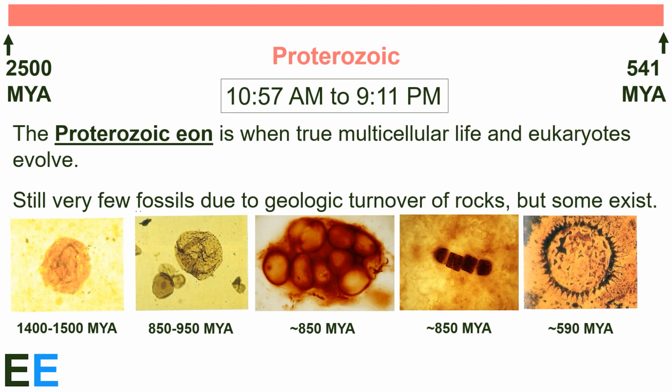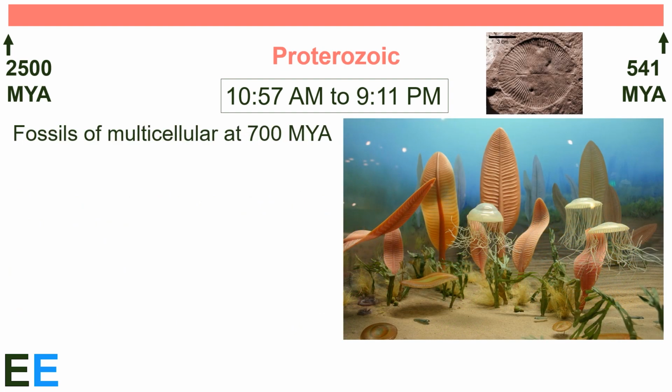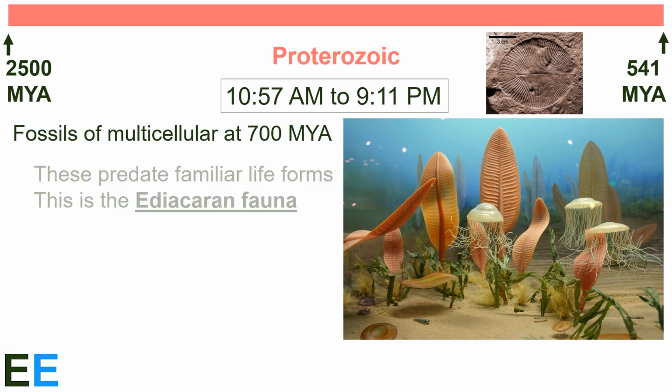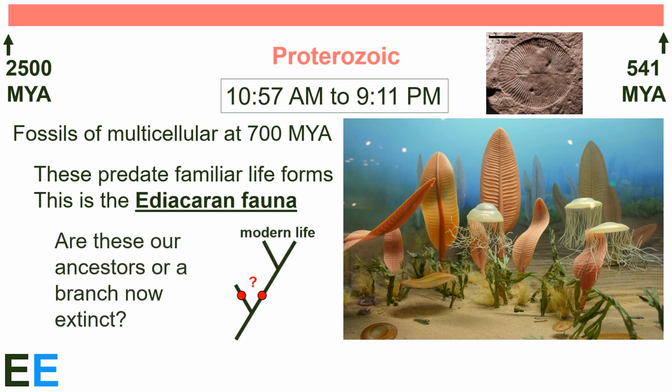In just another 150 million years, we start to see fossils that resemble true multicellular organisms. We see fossils of true multicellular life starting around 700 million years ago. These organisms are really weird looking and predate familiar forms of life. They're called the Ediacaran fauna, and they took a wide range of shapes and forms. Sometimes we can't even tell if they're a plant or an animal. We also have no idea if most of what we see are ancestors of modern living organisms or not.